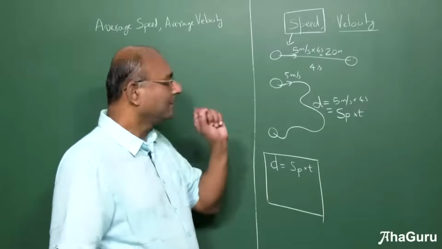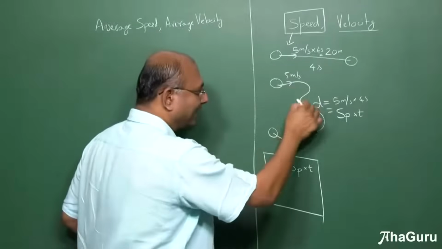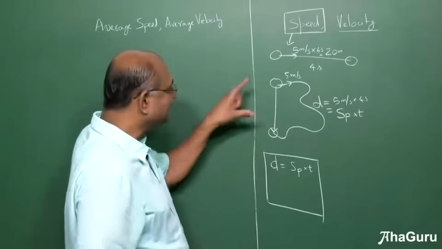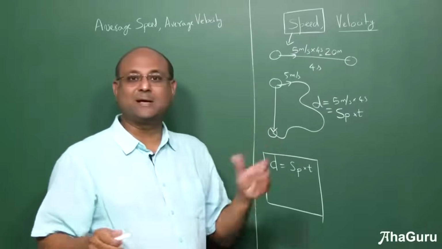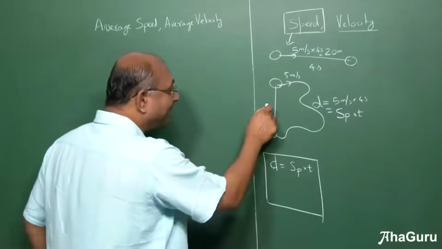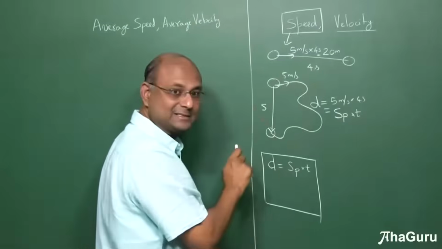Right? Now look at this fellow. This fellow went like that. This fellow's displacement is this. Is this displacement bigger or the distance bigger? Which is more? Distance is more, right? So displacement here is less than the distance.